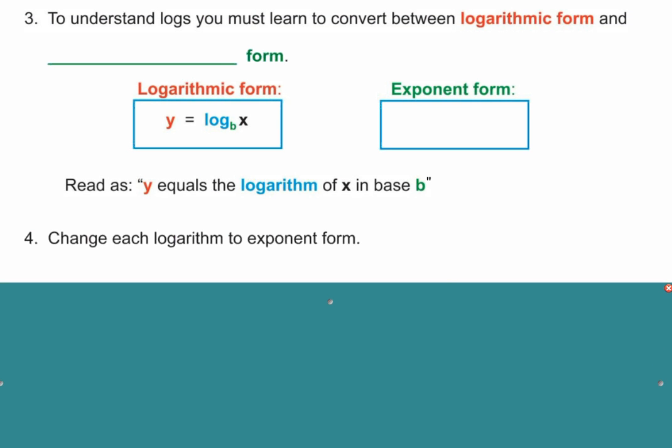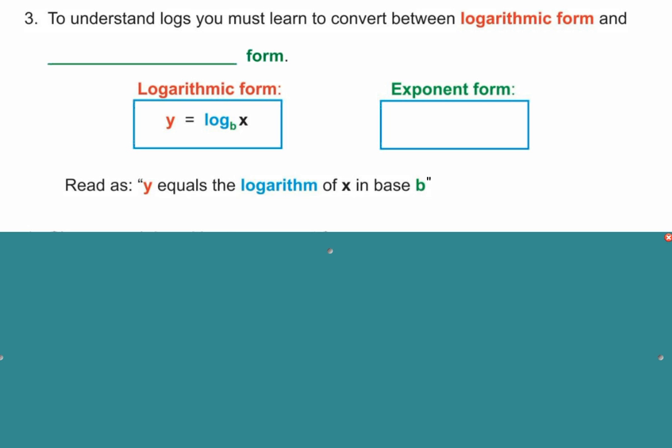Number 3. To understand logarithms, you must learn to convert between logarithmic form and exponent form. You have to be able to convert between the two. You don't think well in logarithmic form. Right here on the left, you've got logarithmic form: y equals log of x in base b. You don't think well that way. You just don't. You don't understand what that means.